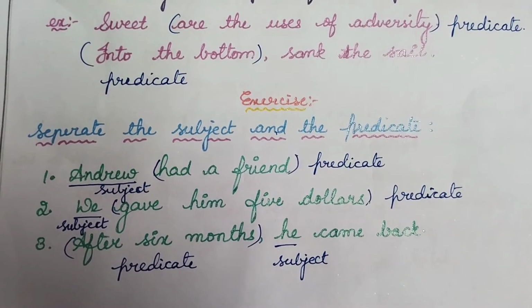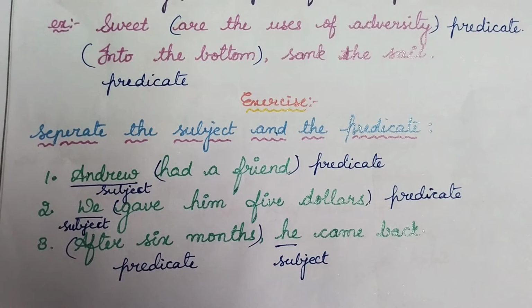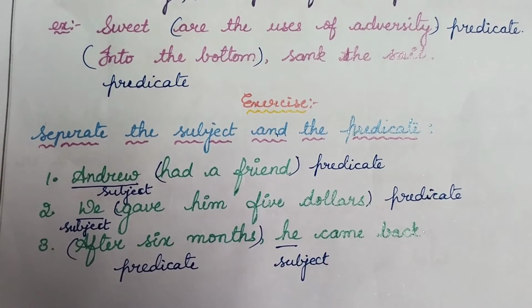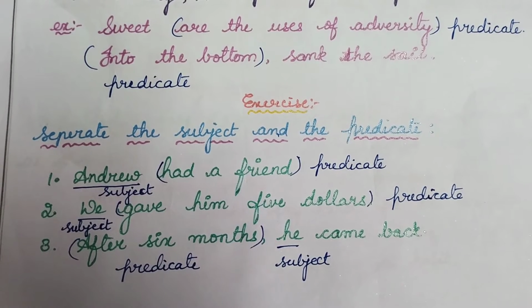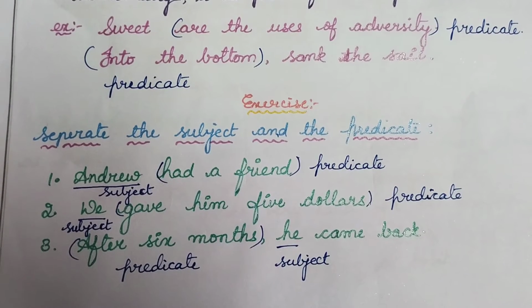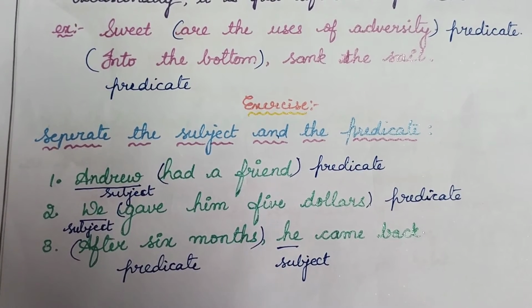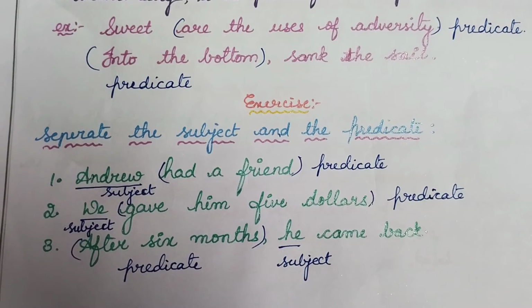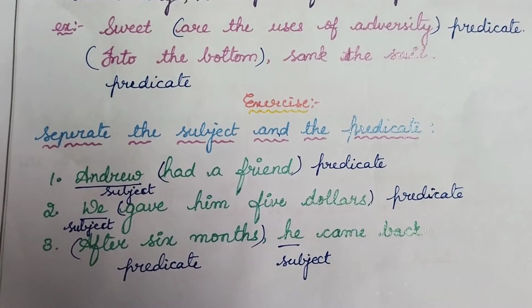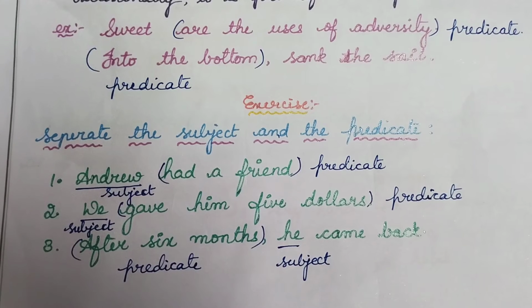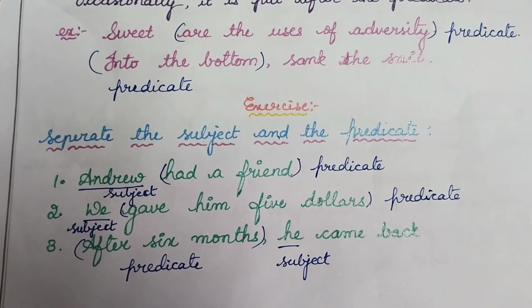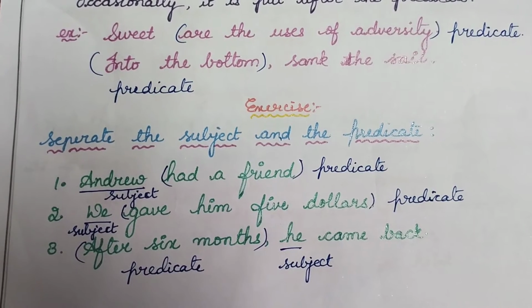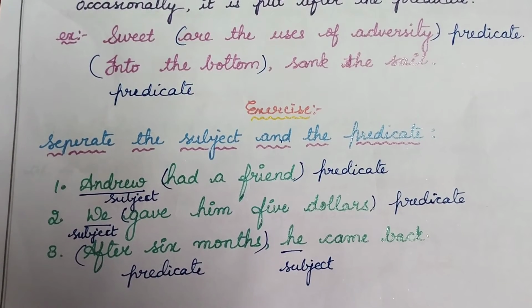Third one, as we have already discussed in the note, the subject may not always come first. Sometimes, occasionally, the predicate may come first. So this is the example for that. After 6 months, he came back. So after 6 months is predicate. He is your subject. Are your answers all right?